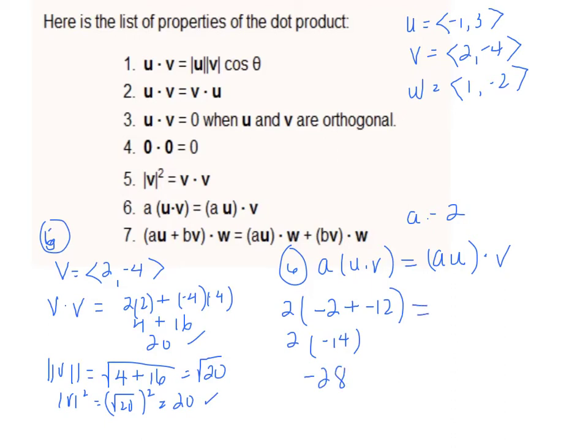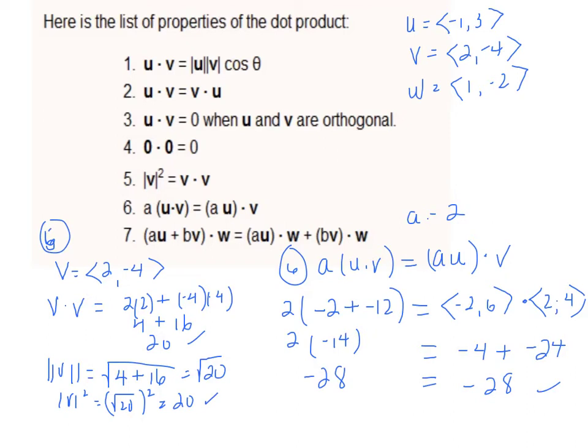Over here, if a is 2, this would be 2 times u, which would be negative 2, 6. Sorry, I did the right thing, I said the wrong letter. And then v is 2, negative 4. Okay, so then the dot product is negative 4 plus negative 24, which is negative 28, and they equal each other. So that one is also shown.